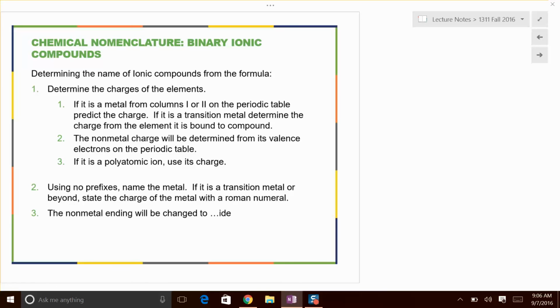All right, so how do we name ionic compounds? Step 1, determine the charge of the elements. If it is a metal from column 1 or 2, we can easily predict the charges, right? The nonmetal charge will be determined from its valence electrons as well. So we determine those charges. If it is a polyatomic ion, use the charge of the polyatomic ion. This is very important.